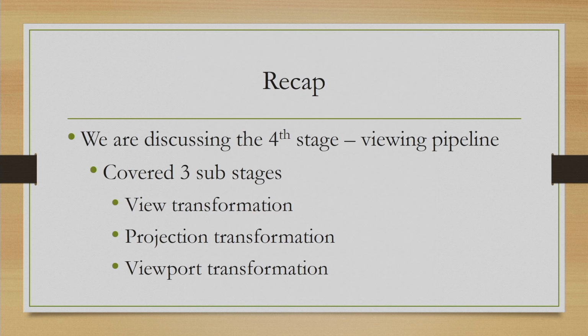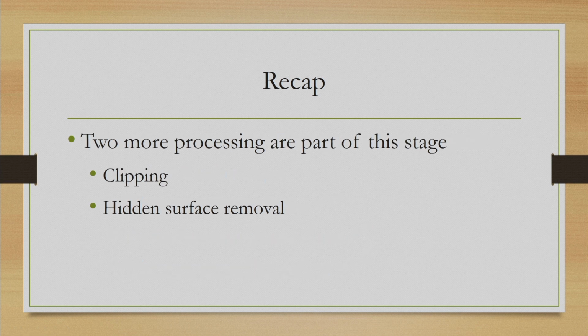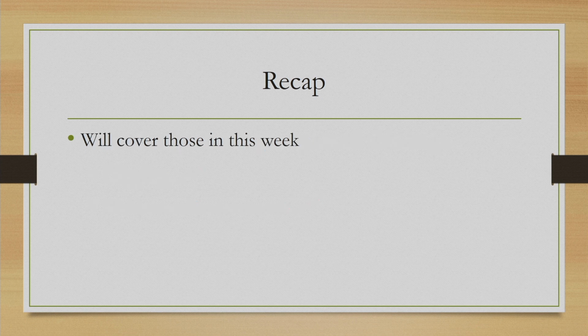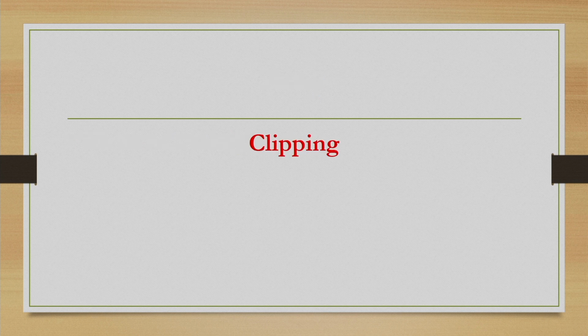So, in the viewing pipeline stage we have covered these three transformations: view transformation, projection transformation, and viewport transformation already, and there are two more operations, clipping and hidden surface removal, which are part of the fourth stage. So, these operations we are going to cover in the lectures that we are going to have this week. Let us start with clipping. What is this operation and how it is performed?